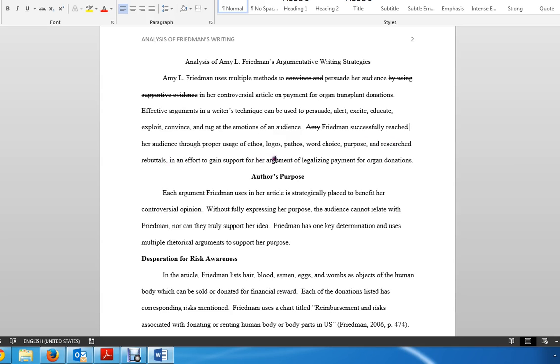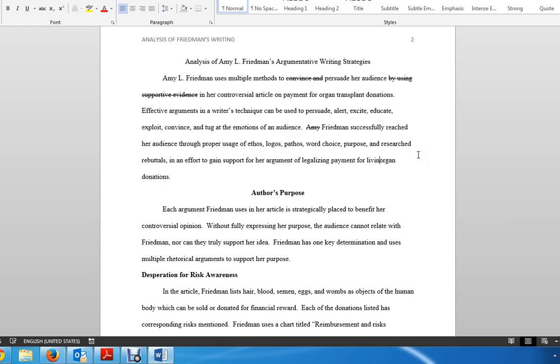"In an effort to gain support for her argument of legalizing payment for organ donations." For live or living organ donations. That has to be in there every time, because we're not talking about donating organs of someone who's passed away. So you need to be specific. And "reached in an effort to gain support," again, it's very similar to what you had said earlier.